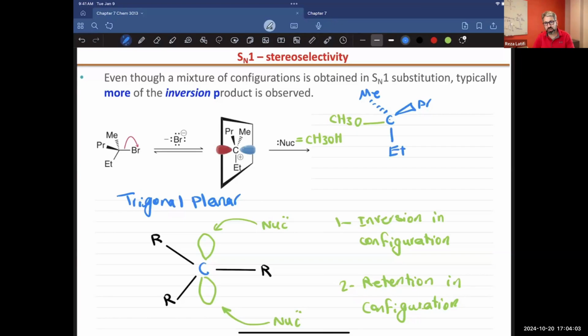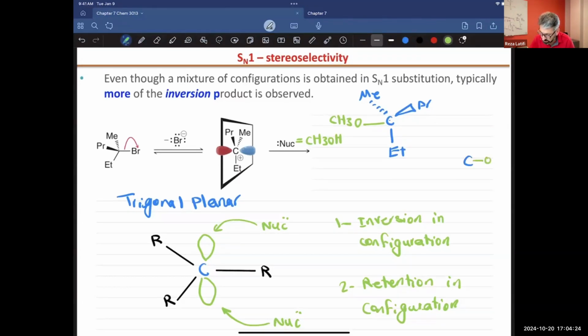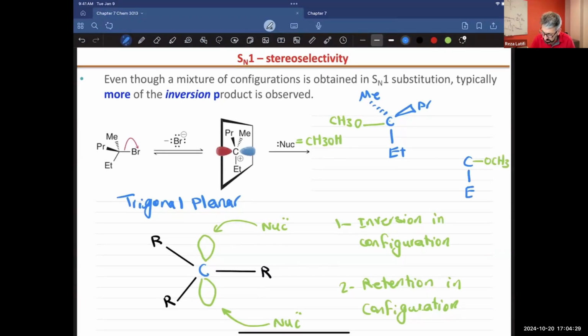Okay, this is one case. Or you can put the methoxide on the right side, so I'm going to switch the positions of them. Say for the second one, carbon is here. Let's put the methoxide here, it will be CH3. Then we will have the ethyl here. That means the propyl group is going to be there, and the methyl is going to be here.